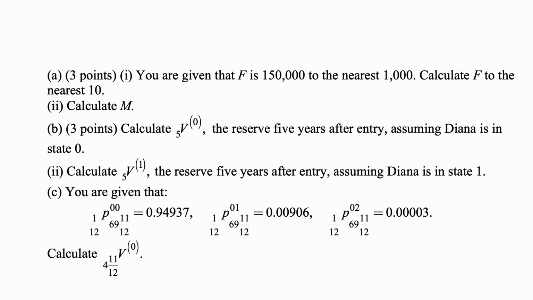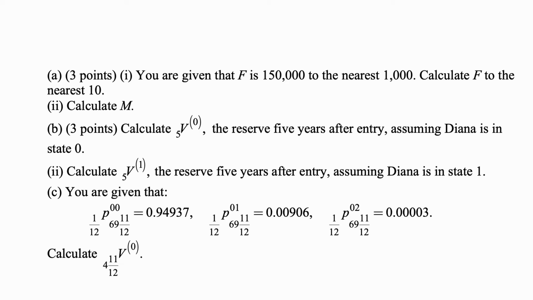Question A. You are given that F is 150,000 to the nearest 1,000. 1. Calculate F to the nearest 10. 2. Calculate M. B. 1. Calculate 5V0, the reserve 5 years after entry, assuming Diana is in state 0. 2. Calculate 5V1, the reserve 5 years after entry, assuming Diana is in state 1.